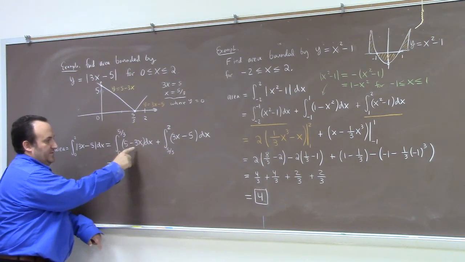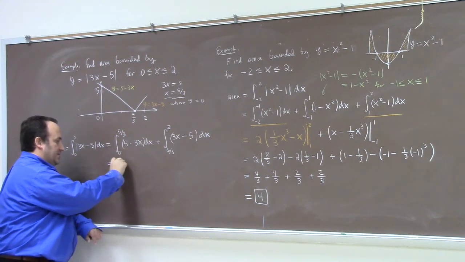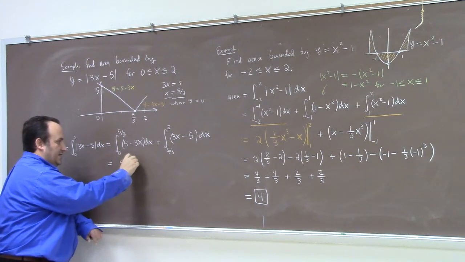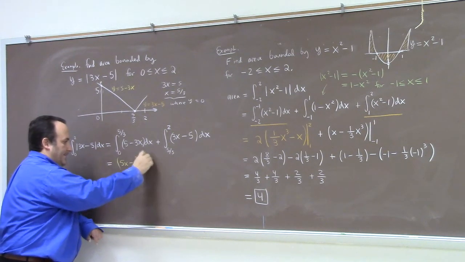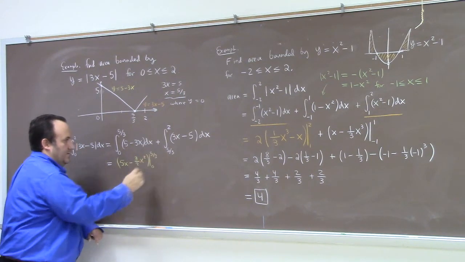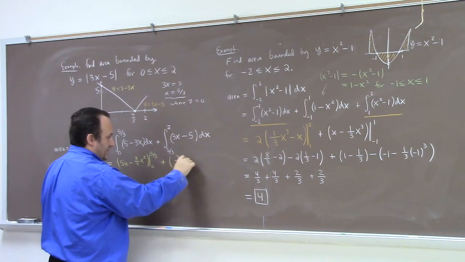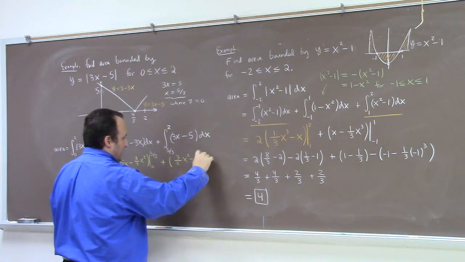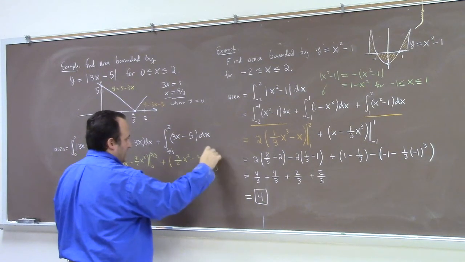The antiderivative of 5 minus 3x is 5x minus 3/2 x squared, evaluated from 0 to 5/3. And then plus, in parentheses, 3/2 x squared minus 5x evaluated from 5/3 to 2.